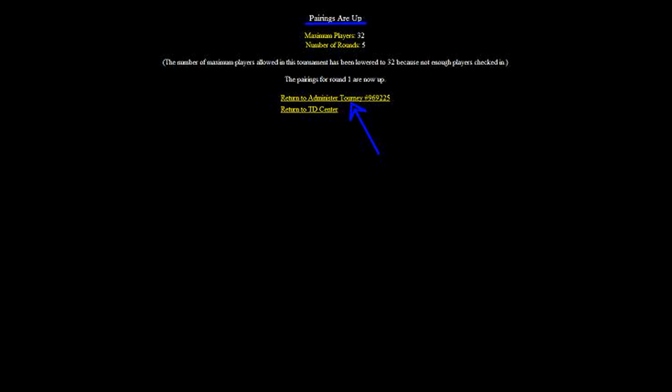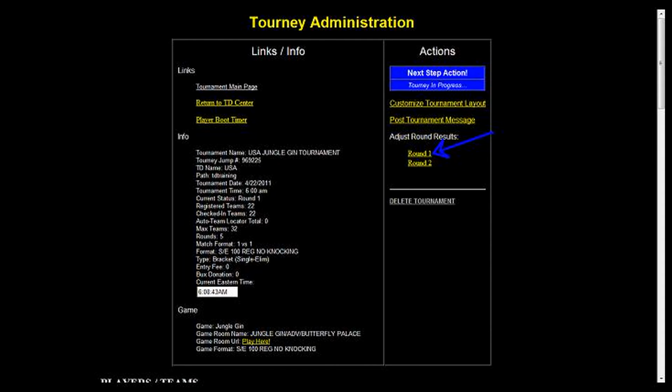Now, once you have clicked on start tournament, you will see pairings are up. I have underlined it for you. Now, click on return to administer tournament. Hashtag your tournament number will be here. Now, click on round 1 to get your pairs for that round.